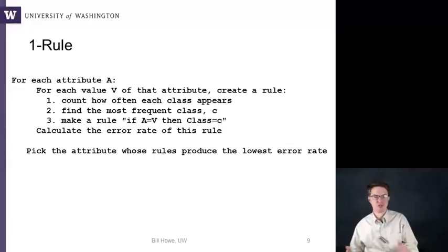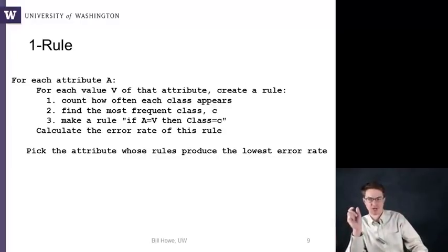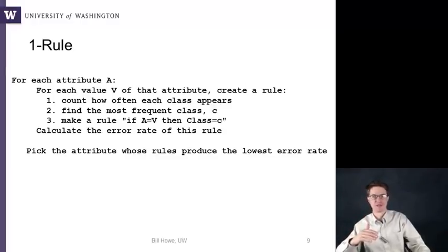Pick the attribute whose set of rules produces the lowest error rate overall. All right. And now you'll have one rule. Now, by the way, one rule, again, refers to actually an attribute. So it's an if then, if then, if then, if then, covering all the values of that attribute. For male and female, that's not two rules, that's just one rule. Okay, so this is kind of an exhaustive search strategy for generating these rules.